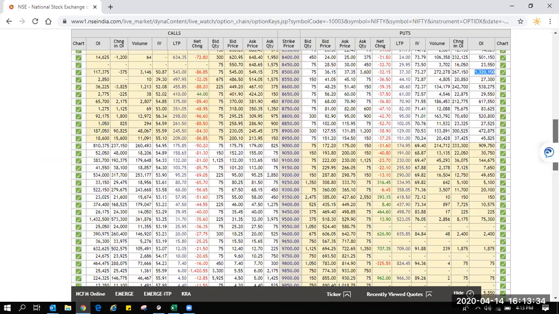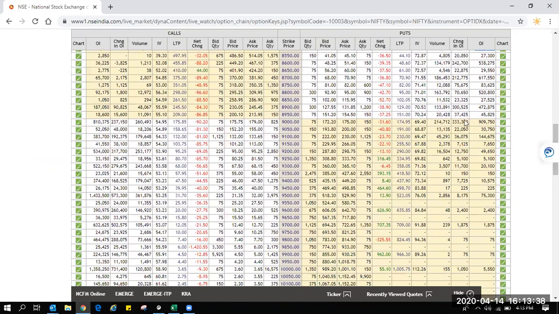And the third level of support which is coming is 9,000, which is in the money, so which is near to where we closed. So people think that 9,000 will not be broken easily. That means the market cannot go up easily because of this. So we got three supports and three resistances.